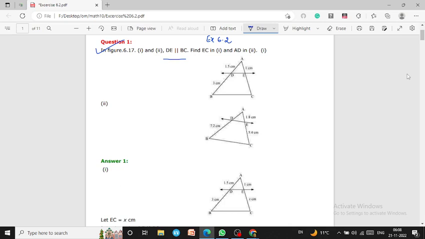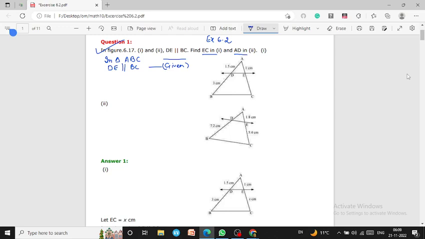This is exercise 6.2, and in the first question we have to find EC in the first point and AD in the second point. We have given DE parallel BC. According to Thales theorem, we take here triangle ABC, DE parallel BC is given.